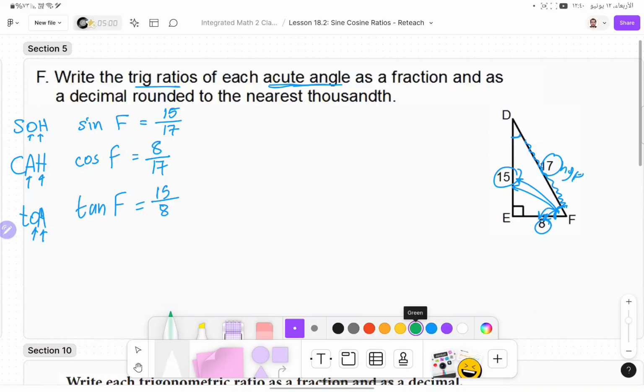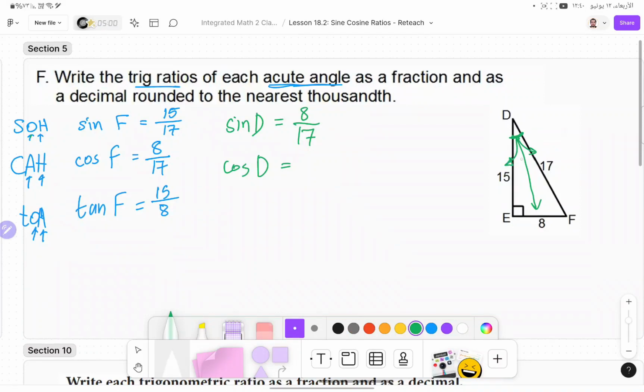Now let's find them related to the angle D. So sine D. Now let me erase this. We know that sine is opposite over hypotenuse. Which one is opposite to D? Opposite to D is 8, so 8 over hypotenuse, which is 17. Now, what is cosine D? Cosine D is adjacent over hypotenuse. The hypotenuse is 17, so 15 over 17.